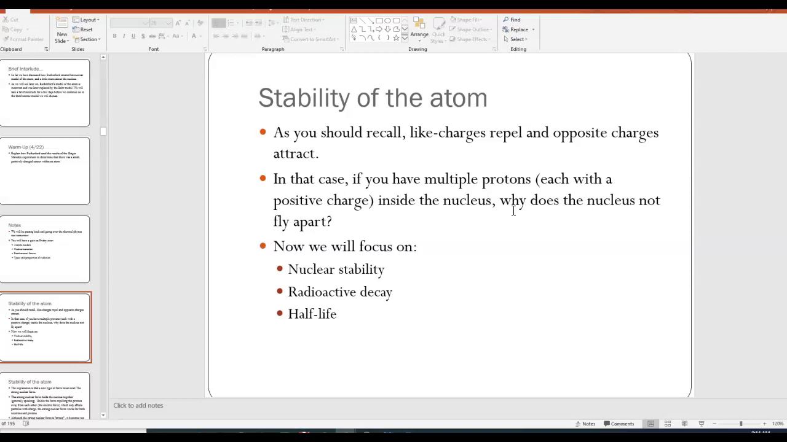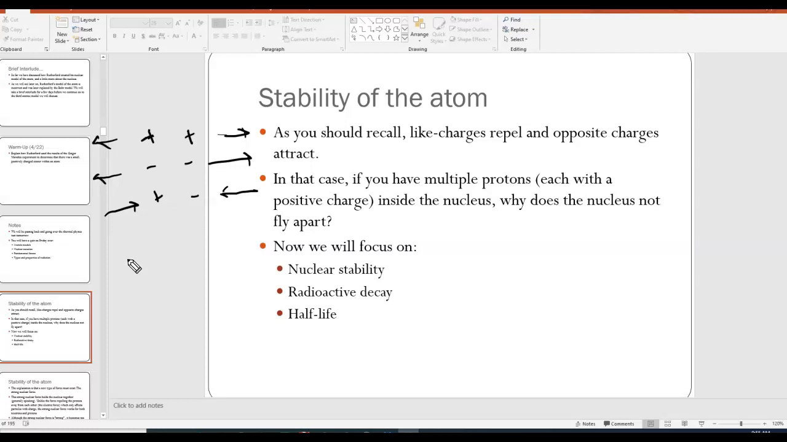Make sure you add this to your notes. I'm just going to read through what it says. Like charges repel and opposite charges attract. Basically what that means is if you have two positive charges, they repel. If you have two charges that are both negative, they also repel. If you have a positive charge and a negative charge, they attract. If you've ever heard the term opposites attract, that's where that comes from.